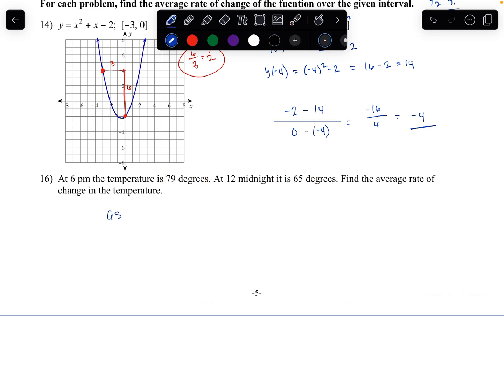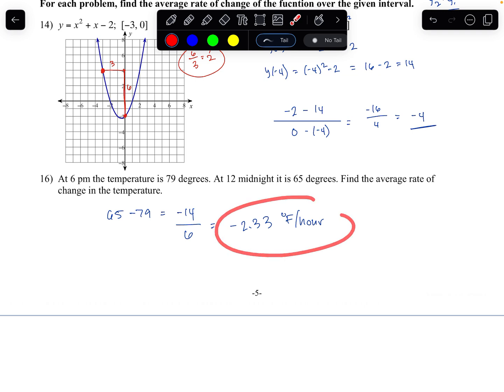So 65 minus 79 gives me negative 14, meaning that I decreased 14 degrees. And then if I divide that by the number of hours that took place, which was 6, this will give me negative 2.33, and that's degrees Fahrenheit per hour. So we're just saying that every hour from 6 to 12, on average, we drop 2.33 degrees every hour.